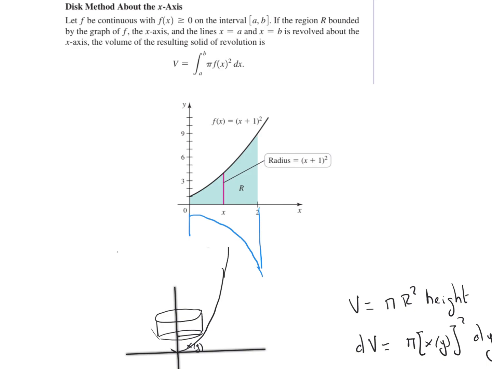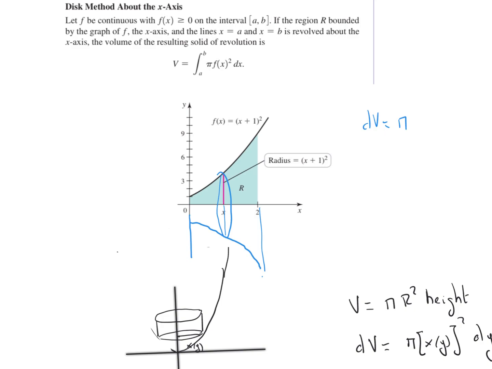So now you consider a small disk here that fills the volume inside. For each small disk, the small volume will be pi r squared. Let me draw this correctly, more symmetrical. The radius is from here to here. This is the radius. The radius is the value of the function.